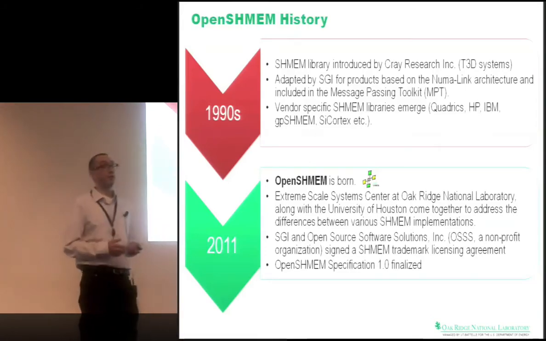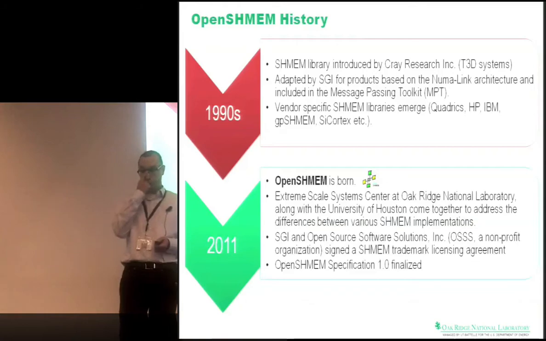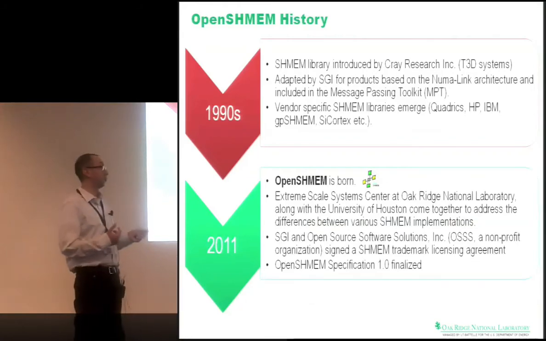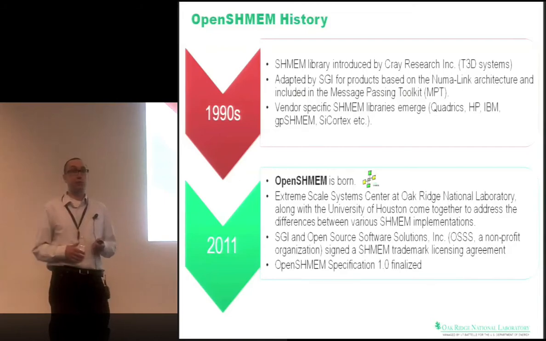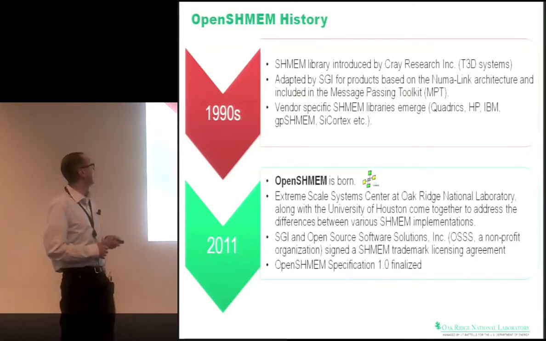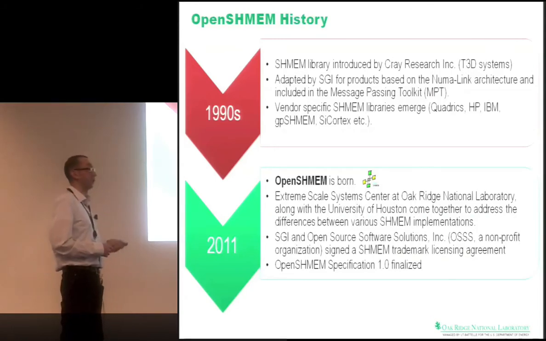So they defined sort of similar interfaces, but not exactly the same. So if you wanted to write SHMEM code in the 90s, you ended up with a bunch of ifdefs in your code. If it's Cray, if it's SGI, if it's Quadrics, and so on. So this obviously was not very convenient.